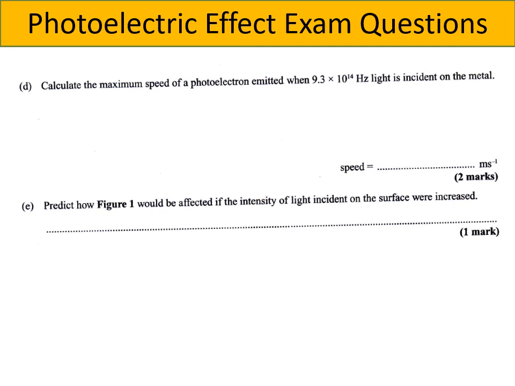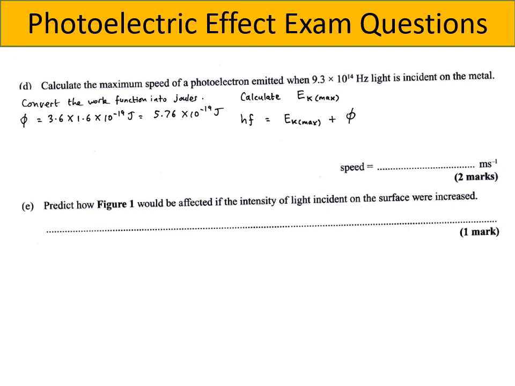Part D. Calculate the maximum speed of a photoelectron emitted when 9.3 times 10 to the power 14 hertz of light is incident on the metal. Now, the first thing we're going to have to do is convert our work function into joules, because we're going to have Planck's constant, which is given in joules second. So the work function, from electron volts to joules, we need to multiply by 1.6 times 10 to the power minus 19. So we get 3.6 times 1.6 times 10 to the power minus 19 joules, which is equal to 5.76 times 10 to the power minus 19 joules.